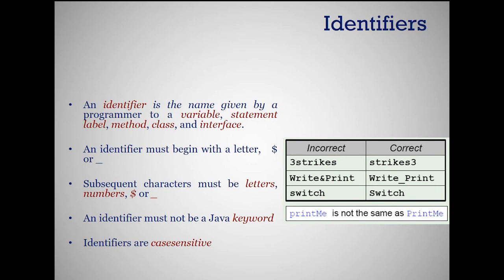Okay, and then write and print. Why is write and print wrong? Anyone? Why is write and print wrong? Because of the character, sir, the and. Okay, the ampersand that was used. So you cannot use the and character. You can only use underscore and dollar sign. Okay. Now, how about switch? Why is switch incorrect? Lowercase, sir. Java keyword po kasi yung switch na small letter. Okay, very good. Because switch with a small letter is a keyword.